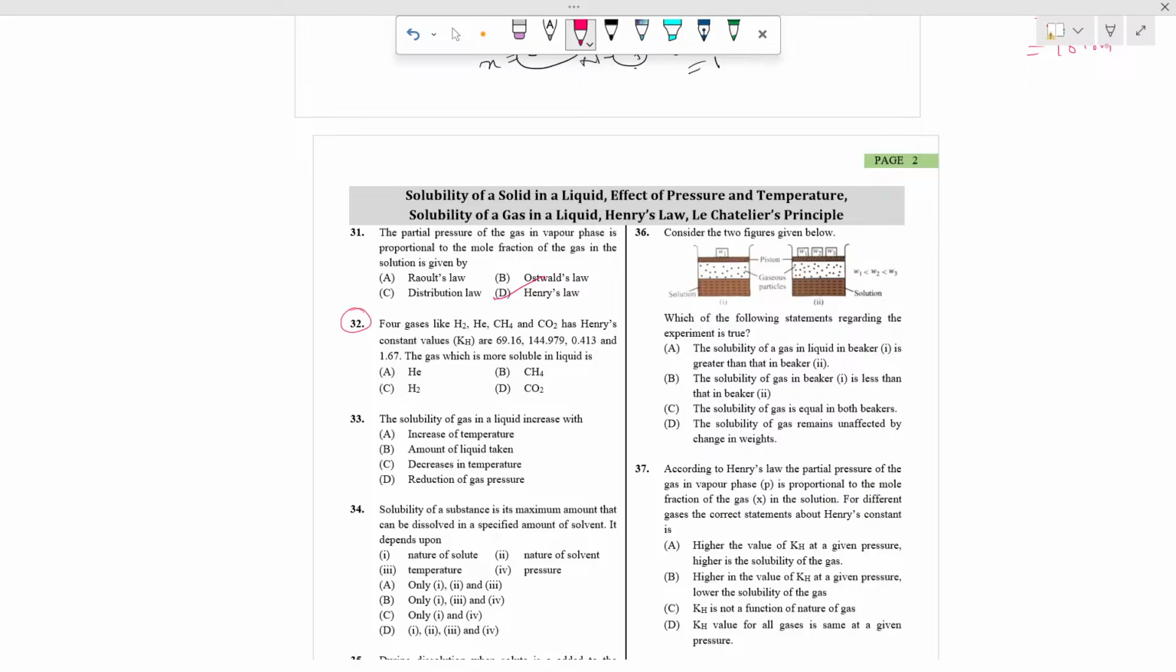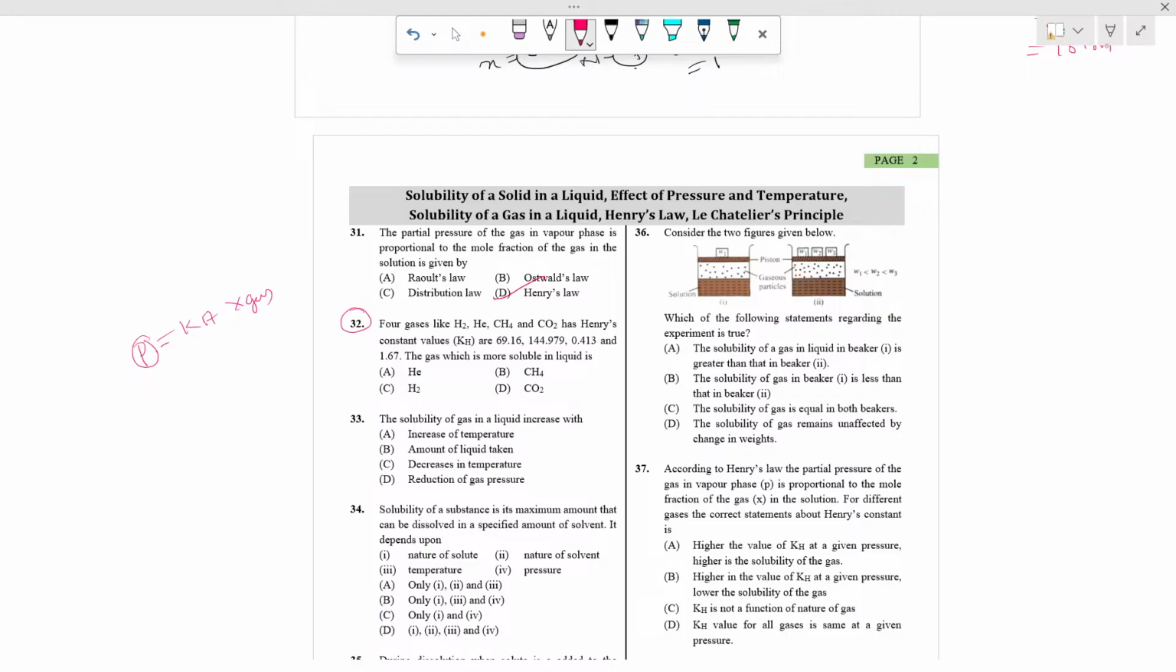Question number 32. Four gases, hydrogen, helium, methane and CO2, have Henry's constant values KH of 69.16, 144.97, 0.413 and 1.67. The gas which is more soluble in liquids. What is the formula of this one? Henry's law, constant and solubility. Pressure is equal to what? KH into mole fraction of the gas.